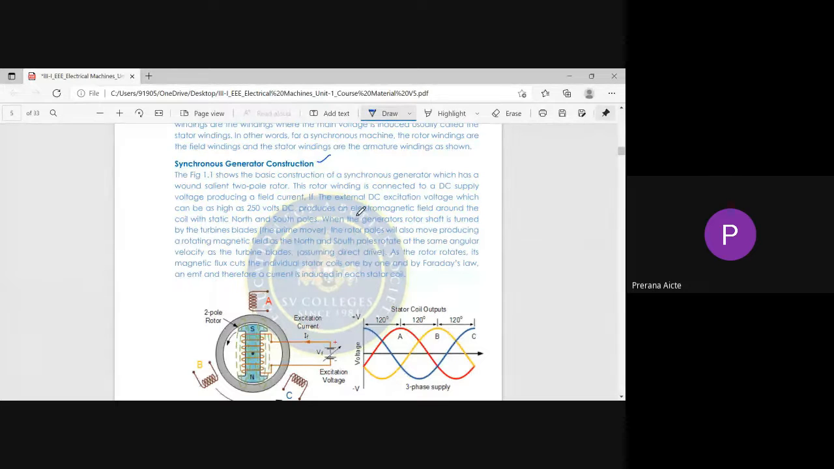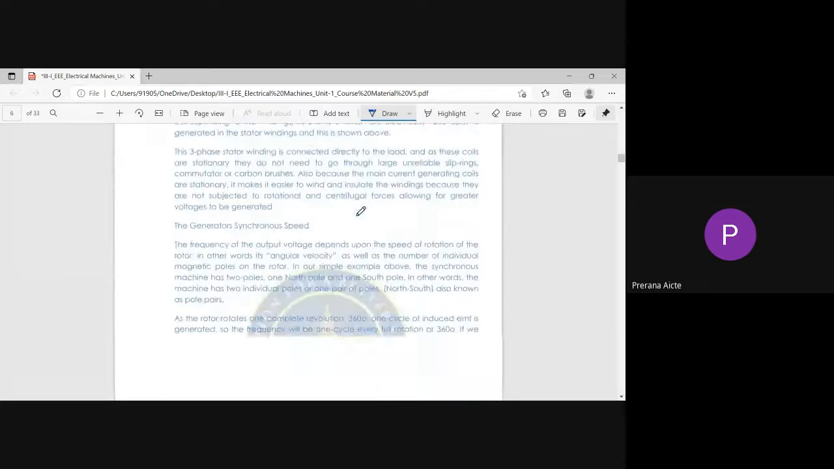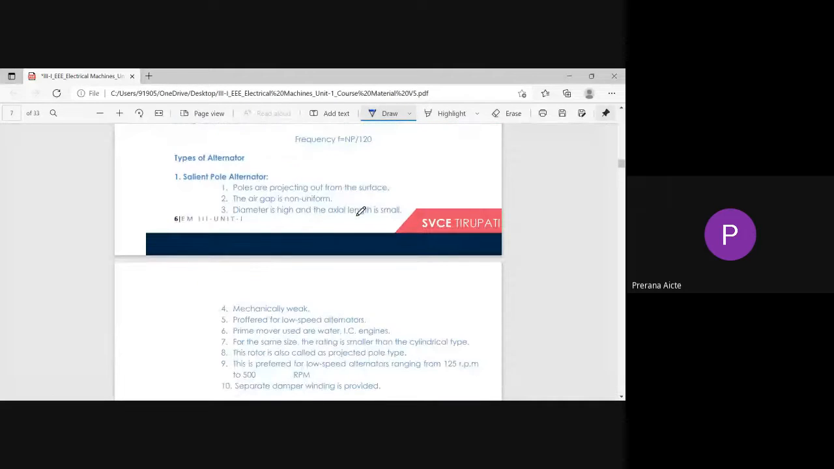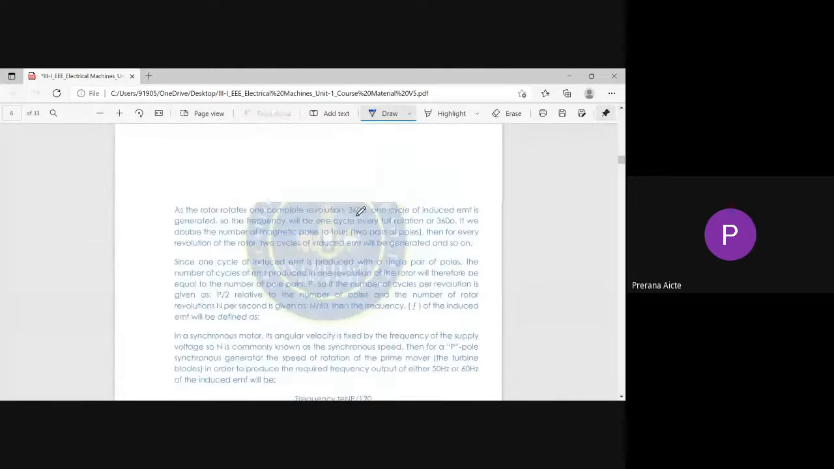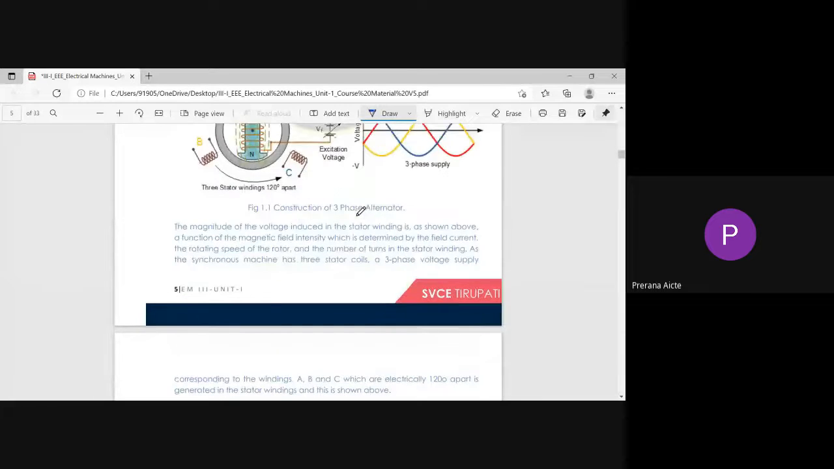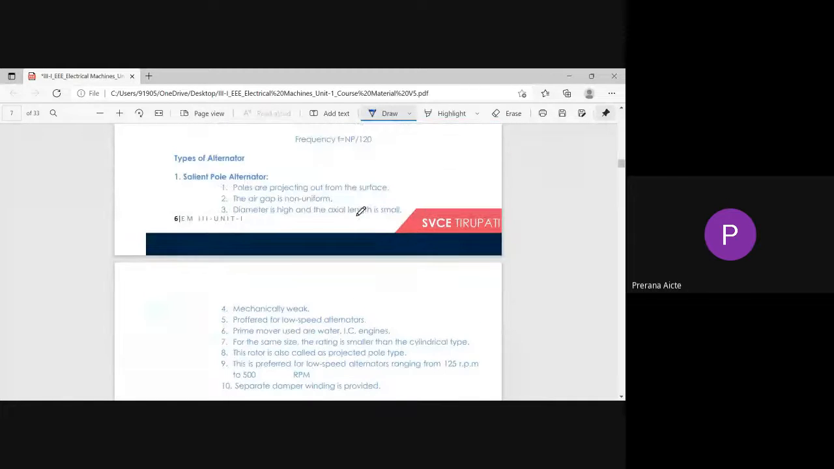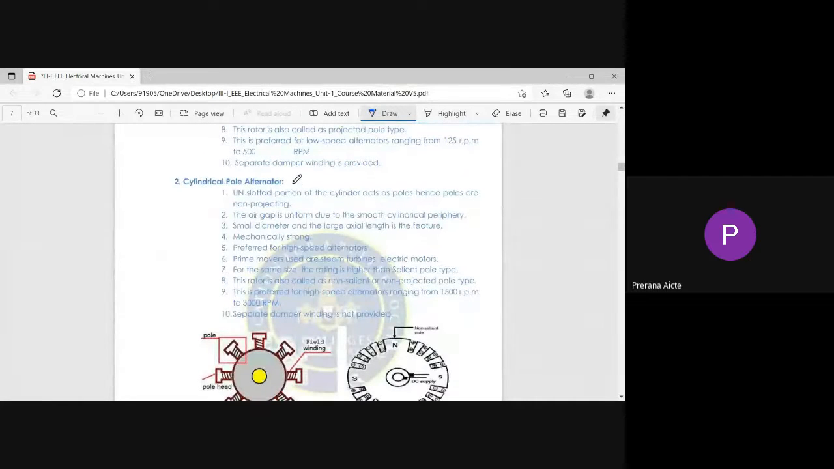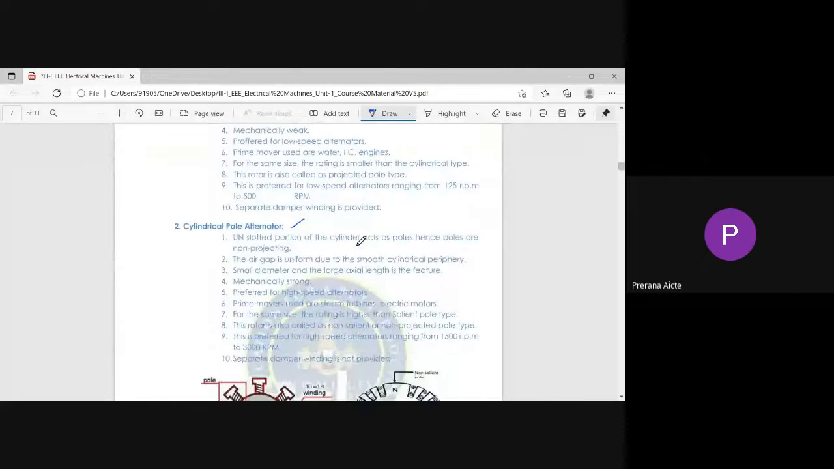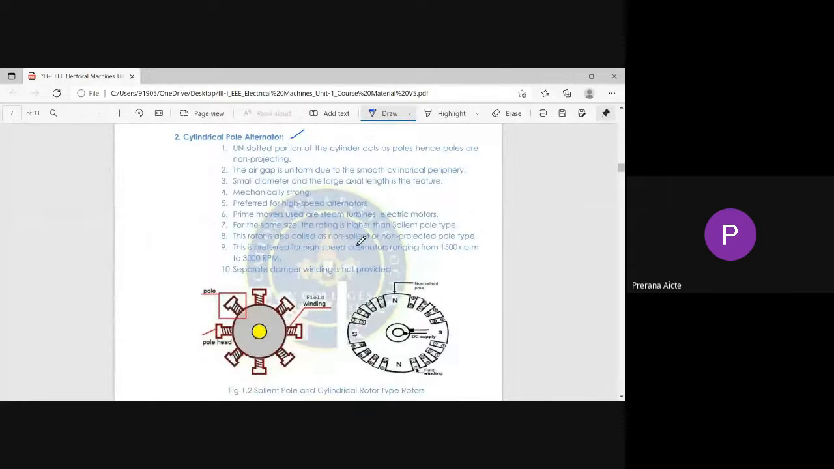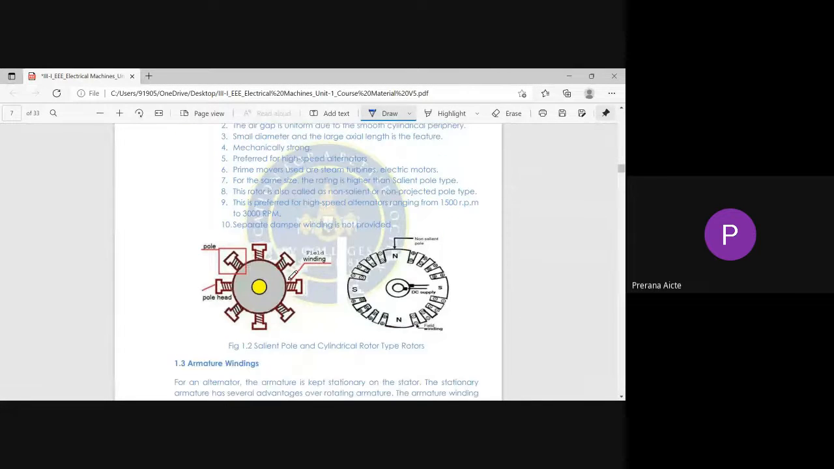So see here, synchronous generator construction. In synchronous generator construction, there are two types of synchronous generators: salient pole rotor construction and cylindrical rotor construction. What are the differences between salient pole rotor construction and cylindrical rotor construction? These are the two rotor constructions.